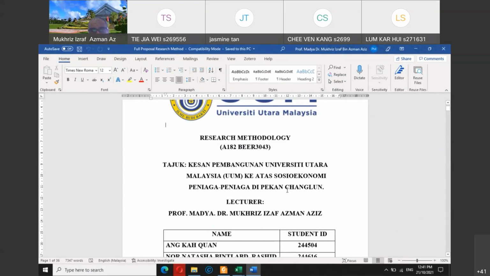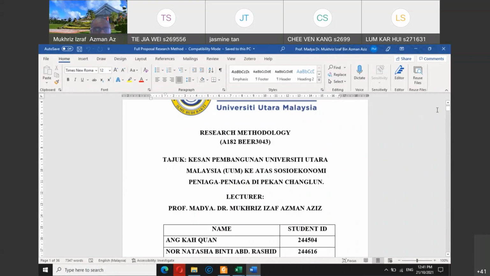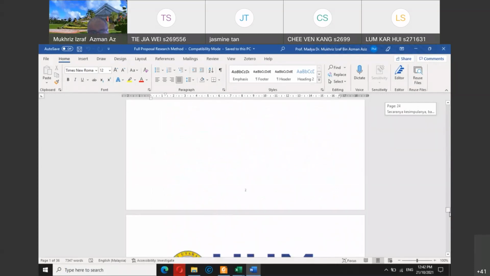We know that Changlun is the nearest town to UUM. The intention is to look at the impact of having a public university on its surrounding traders. This topic is quite common, in terms of having a university as a catalyst, a pemangkin, for the development of the surrounding area. There were some studies done in Malaysia and also outside Malaysia about the role of a university in encouraging the growth of economic activity.